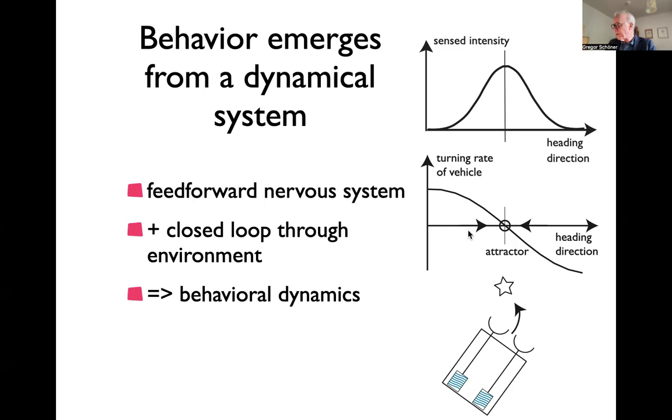And similarly, if you are on the left, you have a positive turning rate, so your heading will increase, and heading will be attracted to the direction of where the source lies. And that makes it an attractor. And an attractor is really just a fixed point with stability properties, asymptotic stability, converging in time to the state.